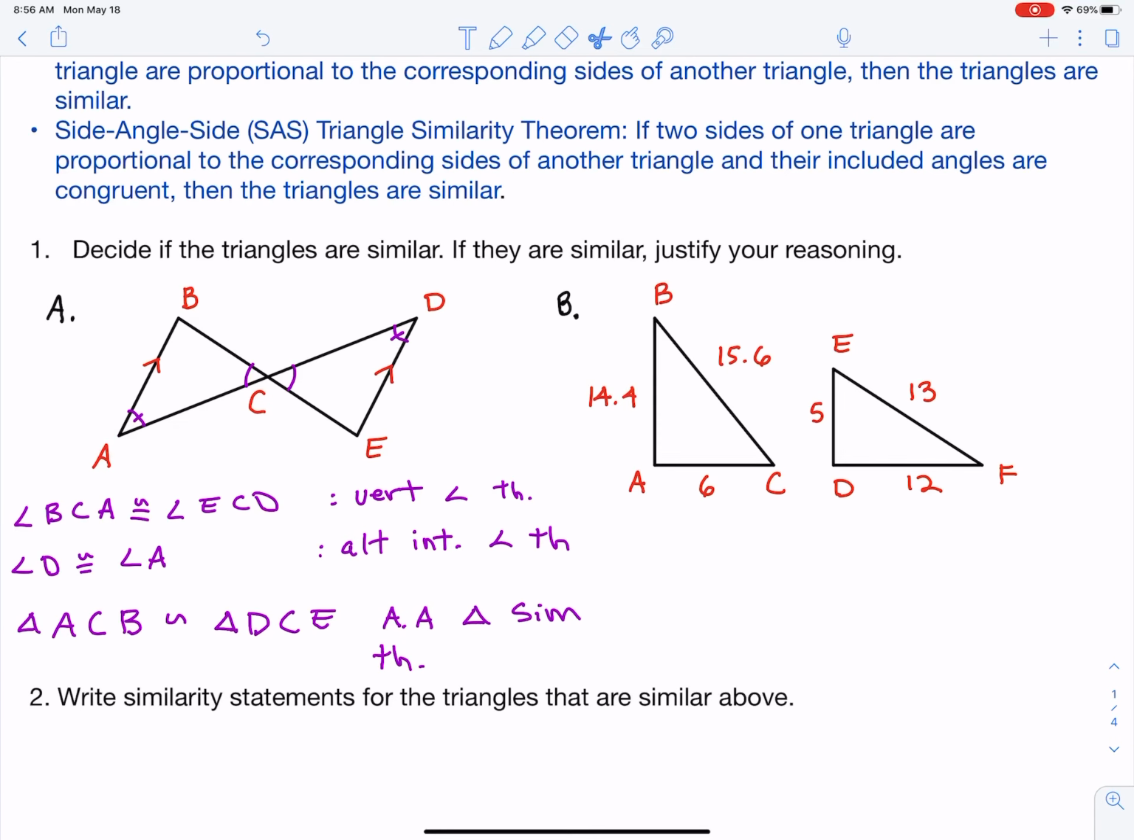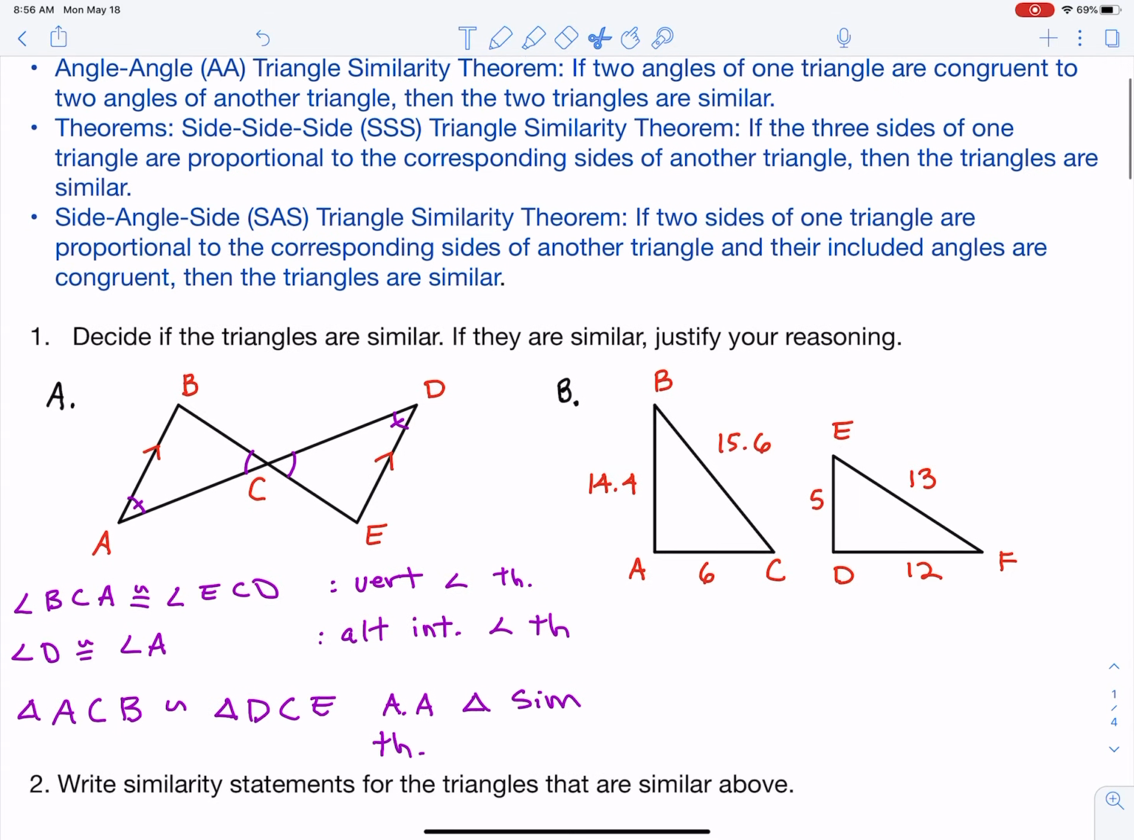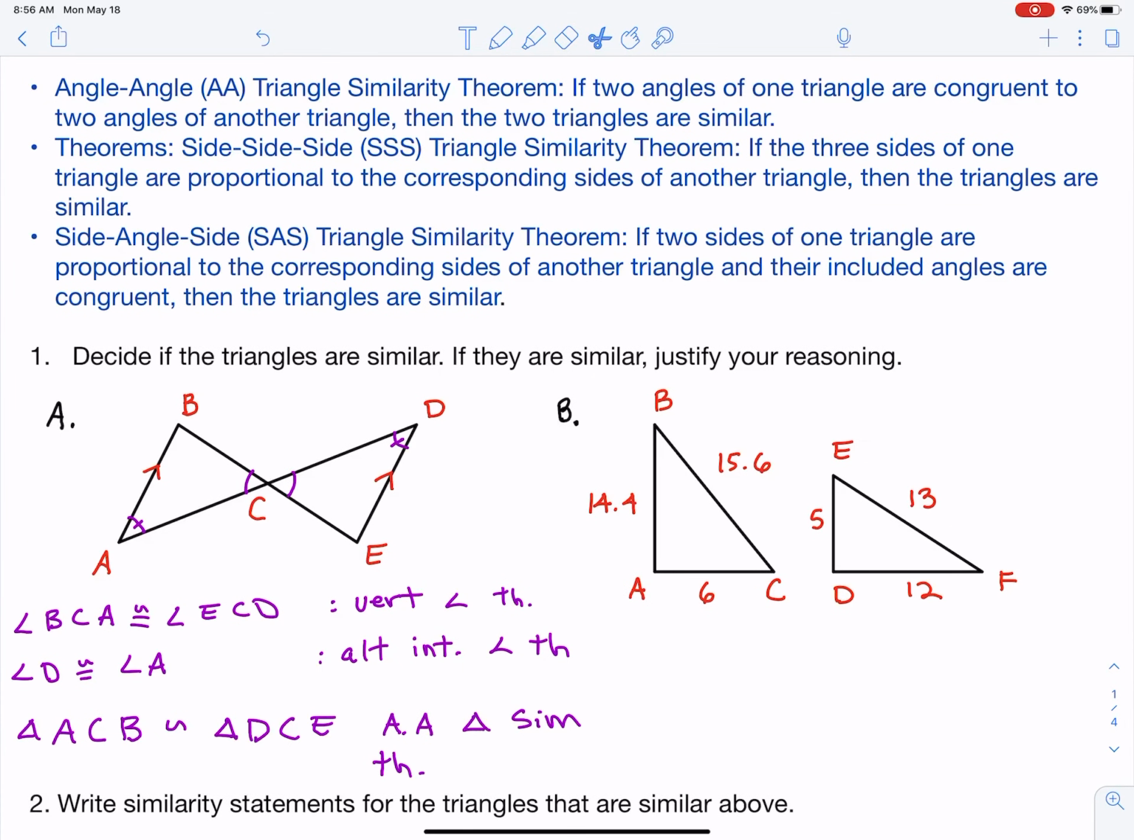Okay, so let's see what we can do here. So first off, there are no angles. So I think you'd agree the angle theorem is not going to apply, and neither is side angle side, because we have no angles whatsoever. All we are given is sides. So what I want to see is, are the sides proportional?